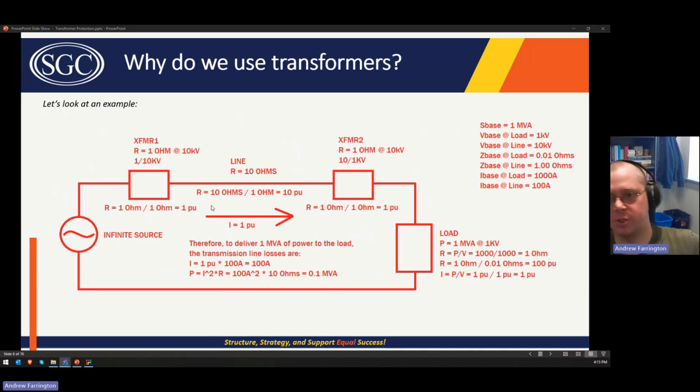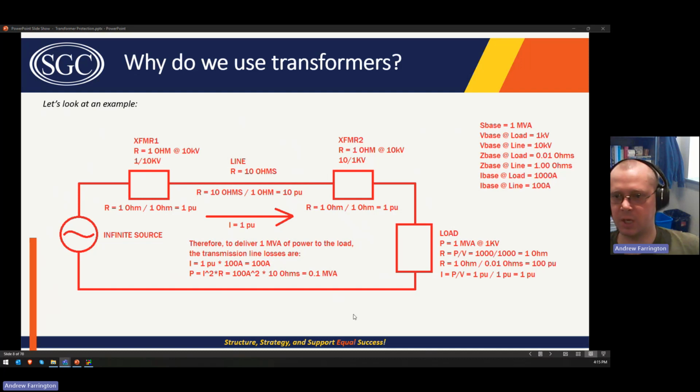But if we introduce some transformers that just step up the voltage from 1 kV to 10 kV and then back down from 10 to 1 kV, now the apparent resistance of this line is decreased by a factor of 100, right? So instead of 1,000 per unit, it's 10 per unit. We've increased the voltage by 10 times, but we've decreased the apparent impedance by 100 times. So that's that linear to exponential relationship that I'm trying to emphasize.